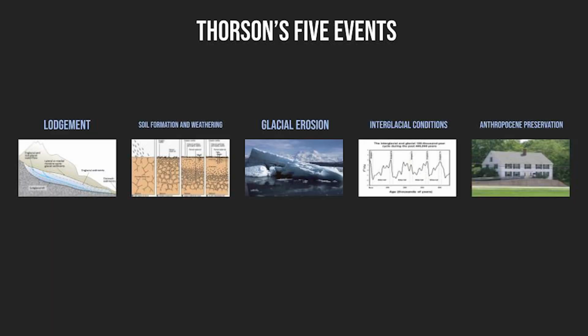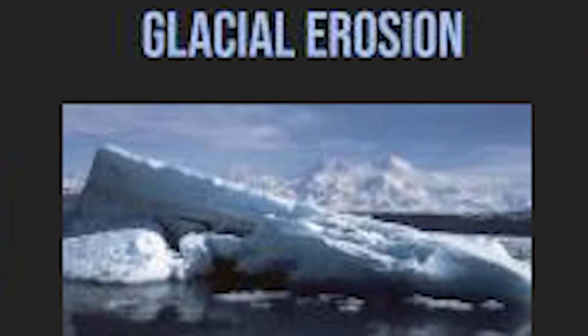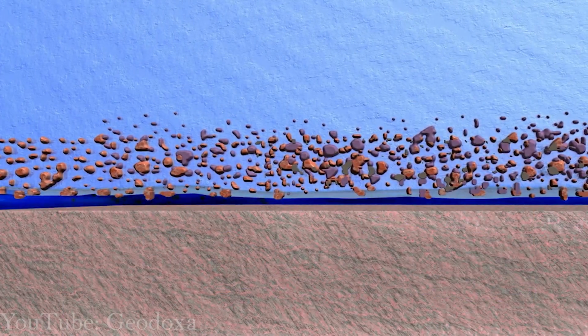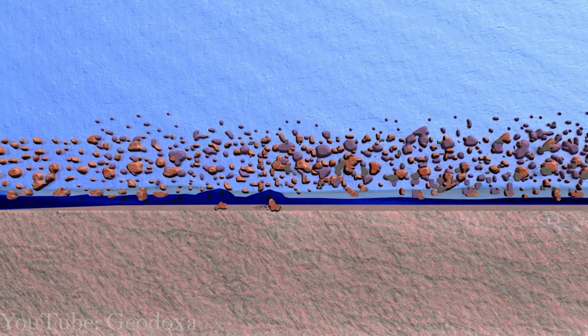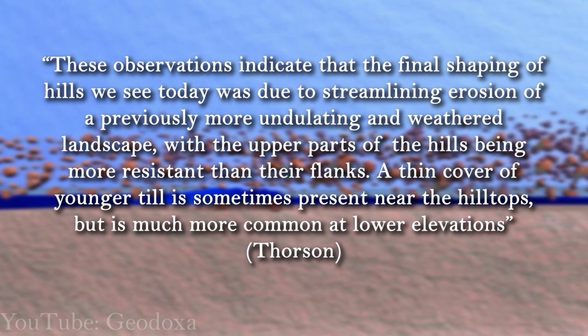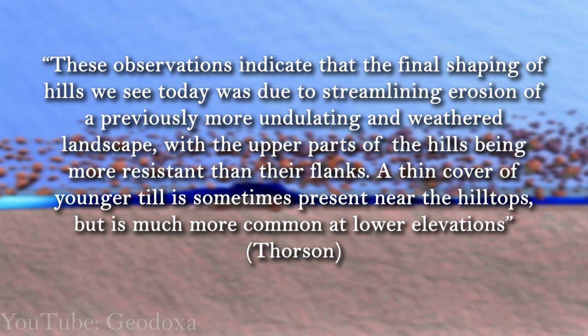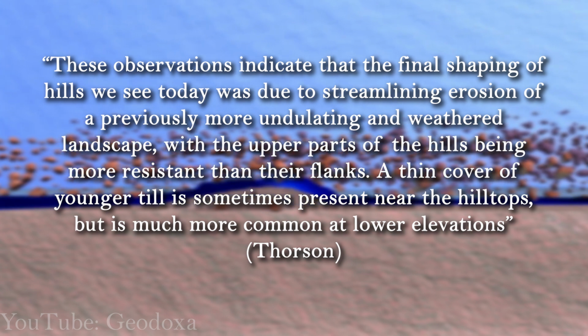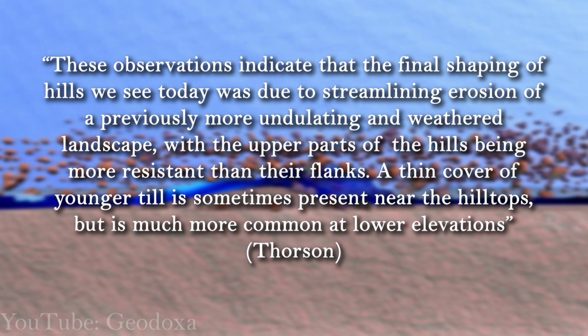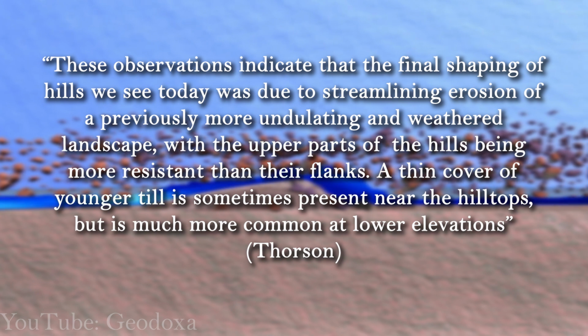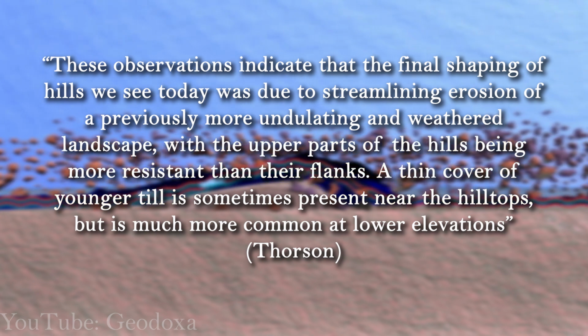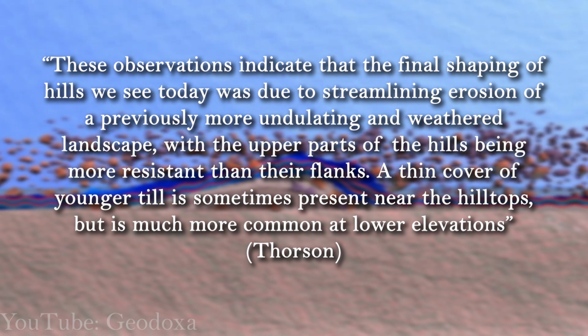The third event was glacial erosion. This was how the actual shape of Horse Barn Hill came to be as it is today, with the sliding glaciers forming the land into a drumlin. Thorson explains that these observations indicate that the final shaping of hills we see today was due to a streamlining erosion of a previously more undulating and weathered landscape, with the upper parts of the hills being more resistant than their flanks. A thin cover of younger till is sometimes present near the hilltops, but it is much more common at lower elevations.